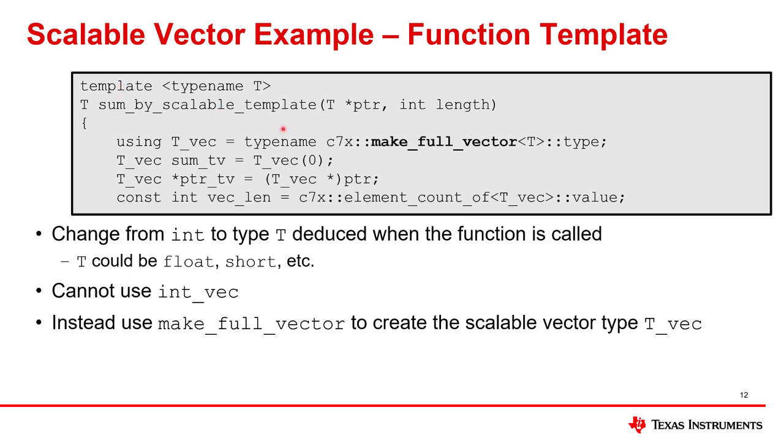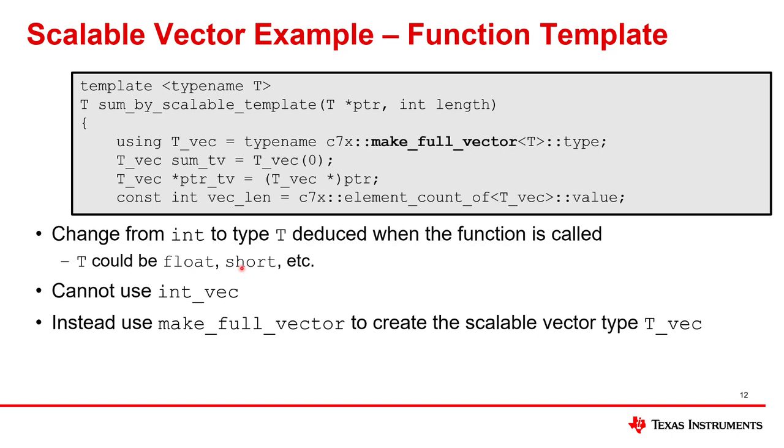So this is what it looks like to write a template. And there's the type T. That's what's going to be returned by this function sum by scalable template. That's the type of the values being passed in, and this is how many there are. So really what's happening is the type int is changed to the type T, and that is deduced when the function is called. T could be, say, float or short.